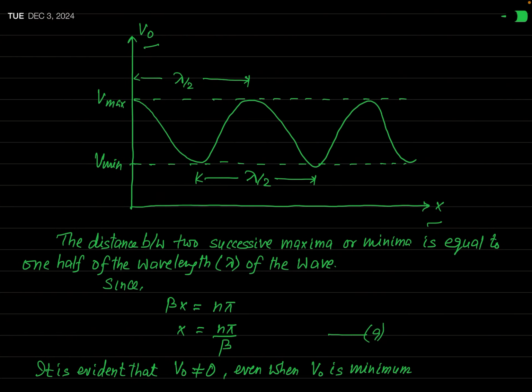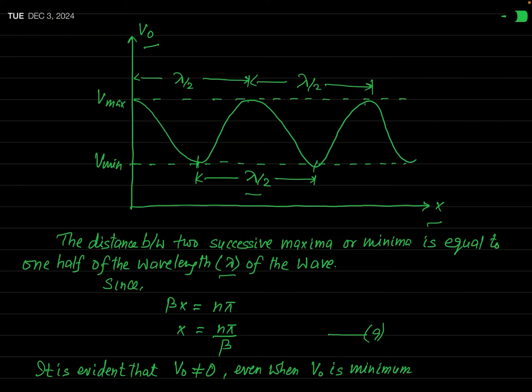Now you know the distance between the two successive maxima or the two successive minima is actually equal to half of the wavelength in this case. In case of a traveling wave, the distance between two successive maxima or crests is equal to the wavelength. But in case of this standing wave, the distance between the two successive maxima or two successive minima, you can see in this figure, will be equal to lambda by 2, that is half of the wavelength.